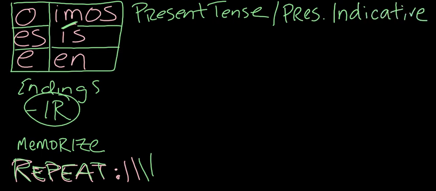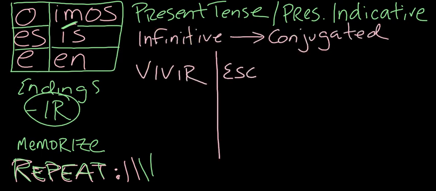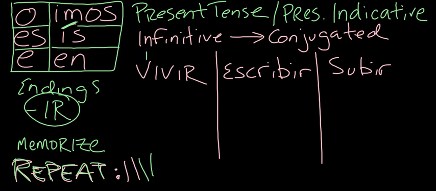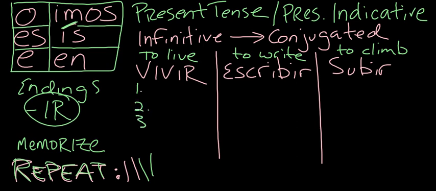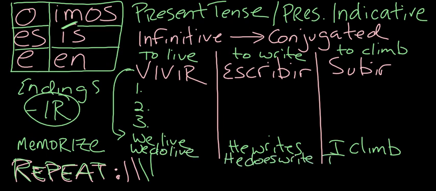And why do I need to know these? Well, because we're going to take some infinitives, like vivir, escribir, subir, which means to live, to write, and to climb. But why do I need to know these endings that you keep talking about, maestro? Well, because instead of just saying to live, we want to say we live. And instead of saying to write, we want to say he writes or he does write. And instead of saying to climb, we say I climb or I do climb. And to do that, we need a process.